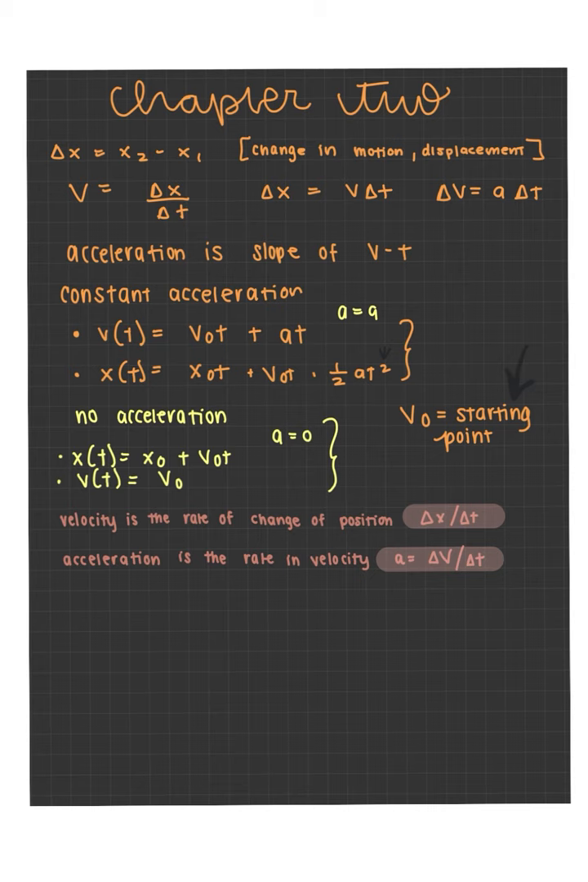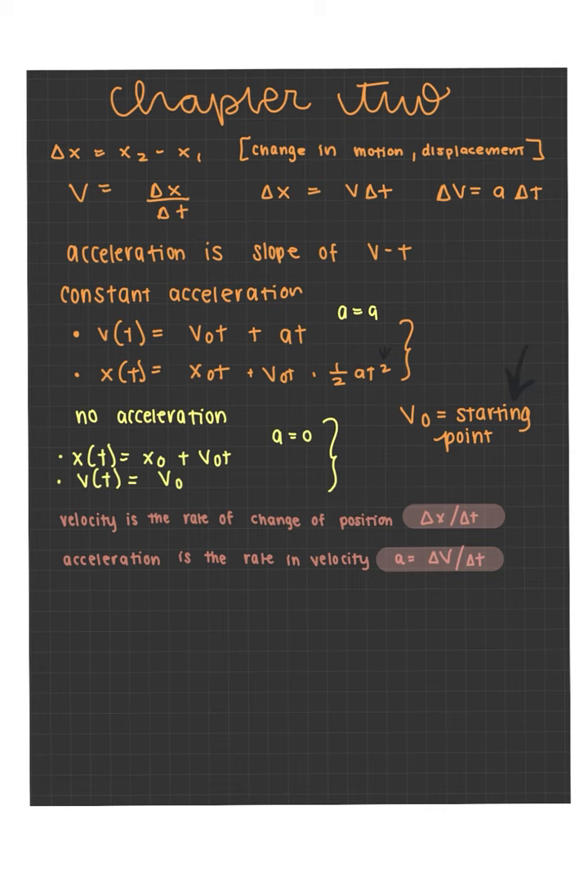Now, formulas for no acceleration, when the acceleration is 0, we would have x of t equals x0 plus v0t, which is the starting point. And now also we have v of t equals that starting point, which would give us the value of time.